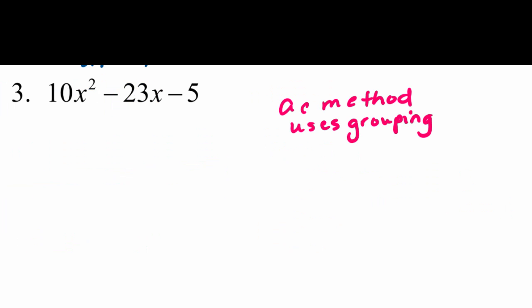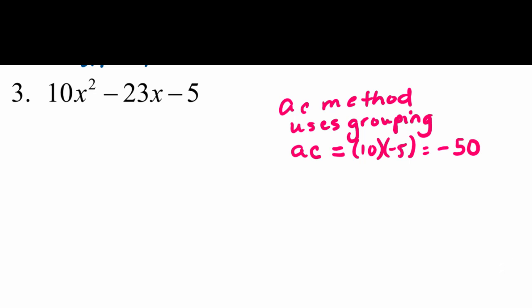Okay, for this next problem, we're going to try the AC method. And this one's going to use the grouping method that we talked about in a previous video. Okay, so here's how it goes. It actually starts out the same as the bottoms up in that you need to figure out what A times C is. So A times C is 10 times negative 5, right, for our trinomial. So it's a negative 50.